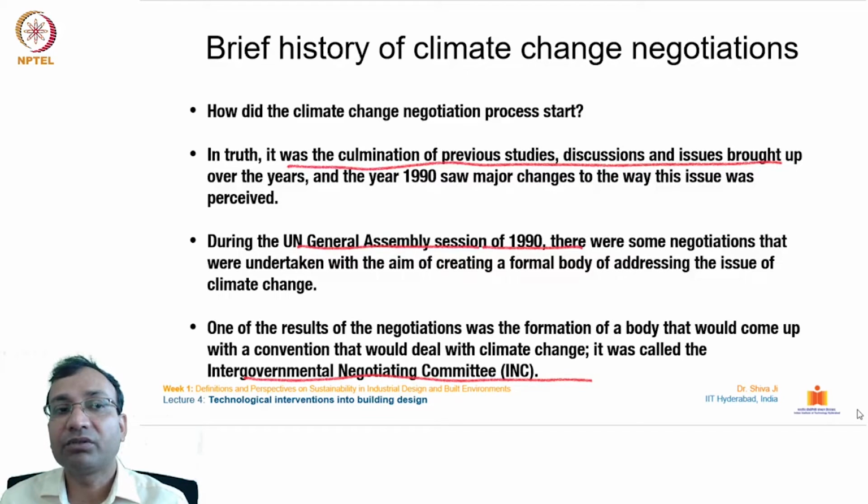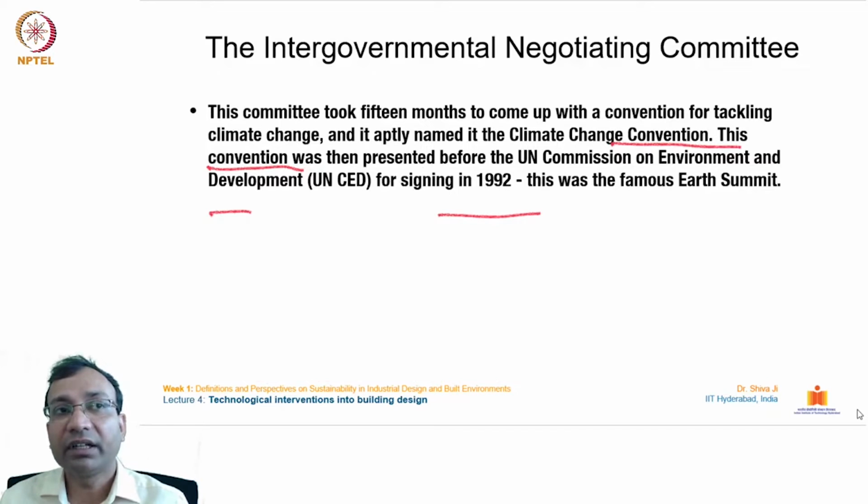One of the results of the negotiations was the formation of a body that would come up with a convention that would deal with climate change. It was called the Intergovernmental Negotiating Committee, INC. Further, this committee took 15 months to come up with a convention for tackling climate change, and it aptly named it the Climate Change Convention. This convention was then presented before the UN Commission on Environment and Development (UNCED) for signing in 1992. This was the famous Earth Summit. You may have heard this name, Earth Summit.